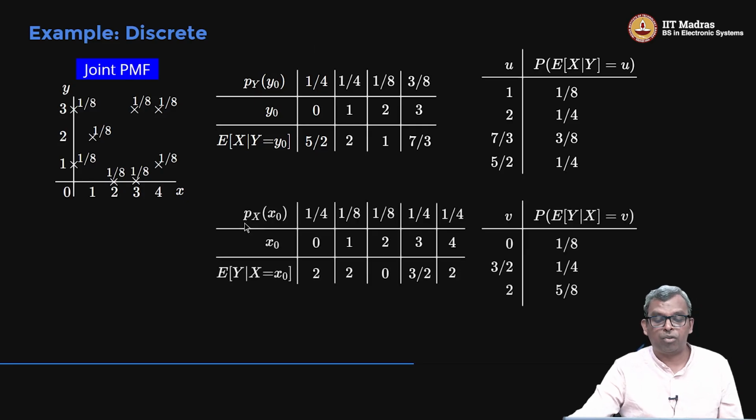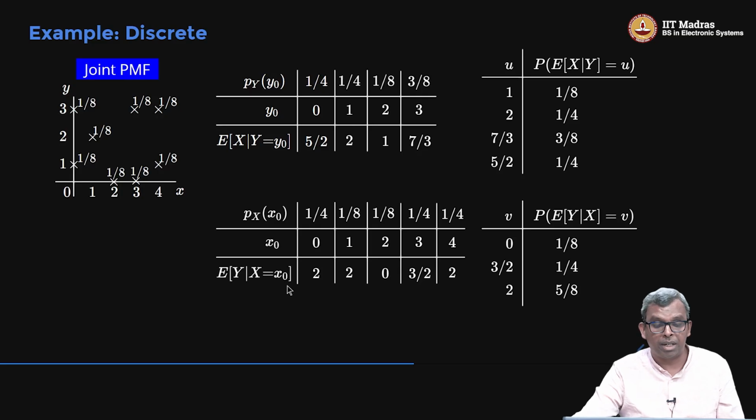The same thing you can repeat for x also. So for every x naught equals 0, 1, 2, 3, 4, I have an expected value of y given x equals x naught. But x naught is a random variable. X naught takes different values with different probabilities. So if you capture all of them together, you get expected value of y given x as a random variable.